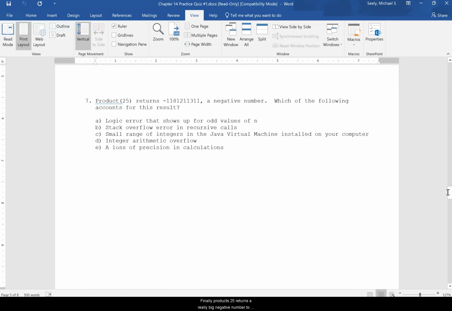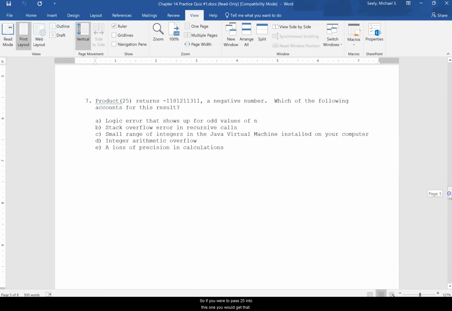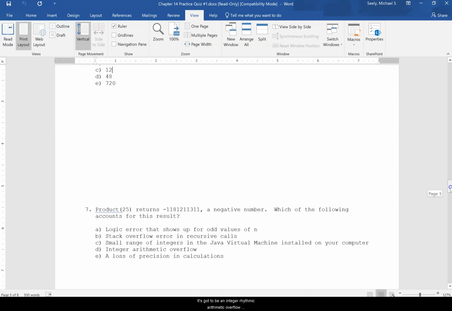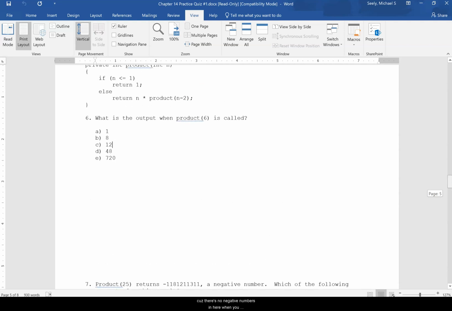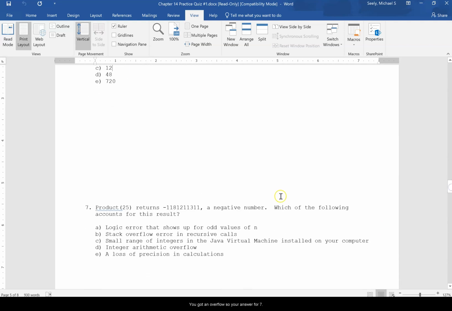Finally, product 25 returns a really big negative number. So the following accounts for this result. So if you were to pass 25 into this one, you would get that. It's got to be an integer arithmetic overflow, because look at this, there's no negative numbers in here when you multiply them, so you got an overflow. So your answer for 7 is D. So, and that's this video.